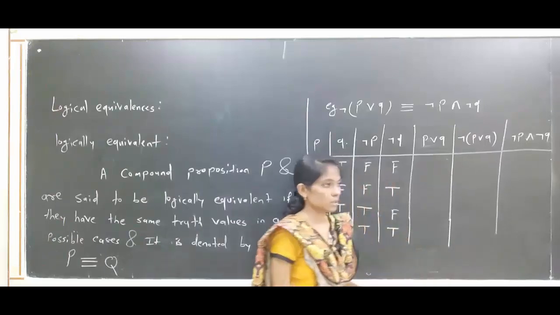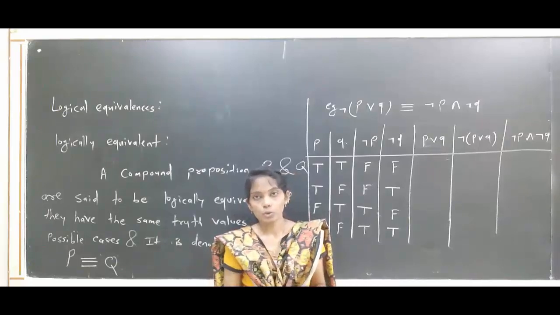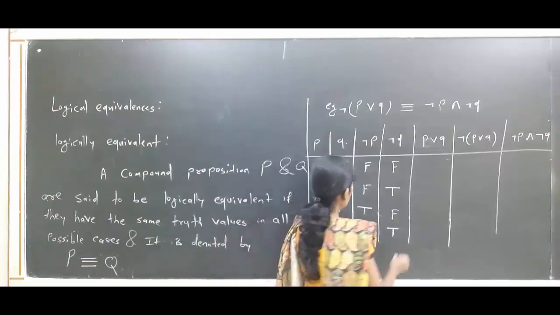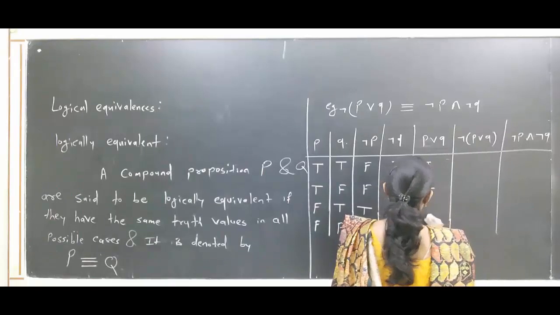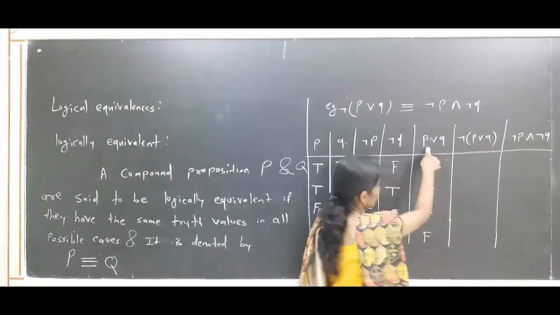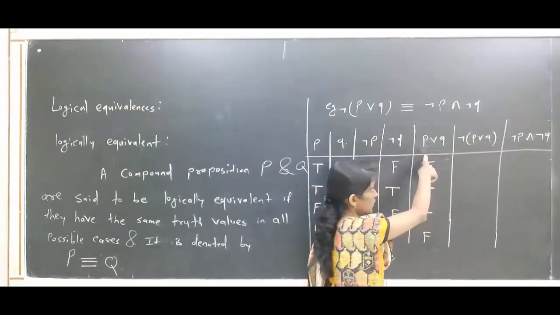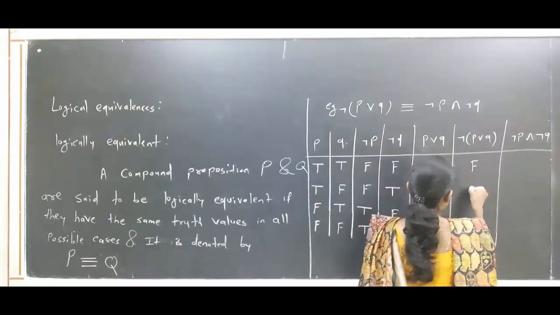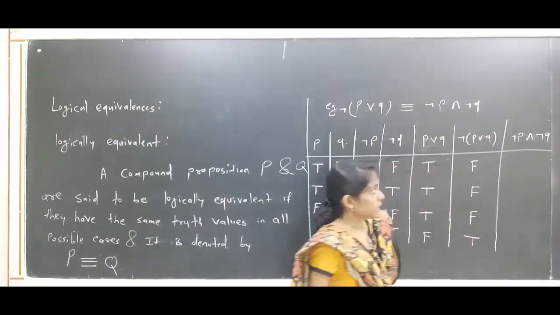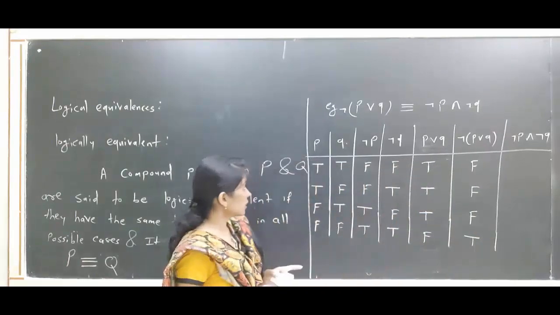Now P disjunction Q. We already saw this disjunction table. In disjunction, if both P and Q are false, then it is false. Otherwise all are true. So true, true, true and false. Now we take the negation of P or Q. So we get false, false, false, true. Now in the last column we want negation P conjunction negation Q.